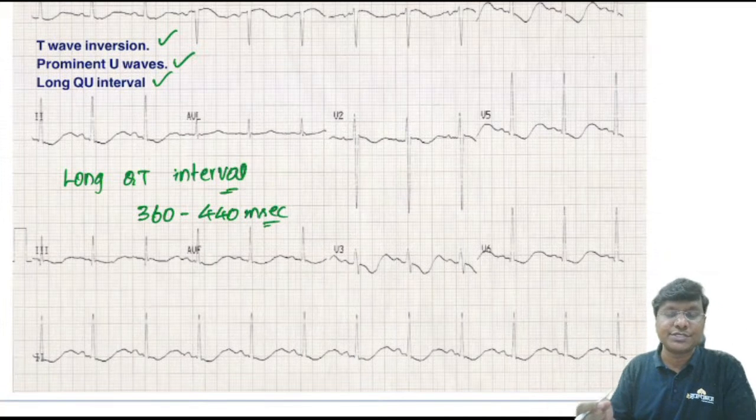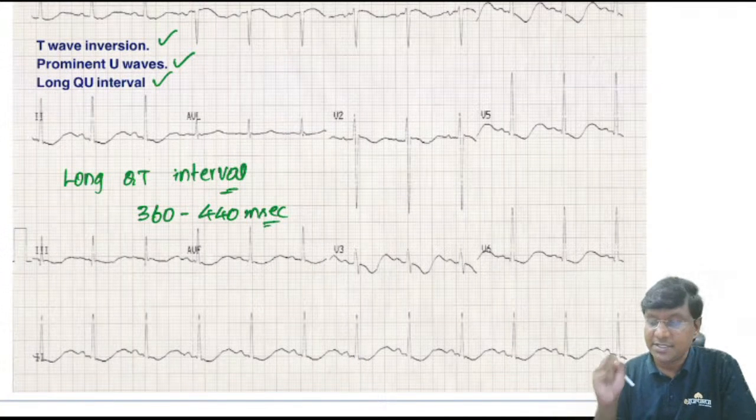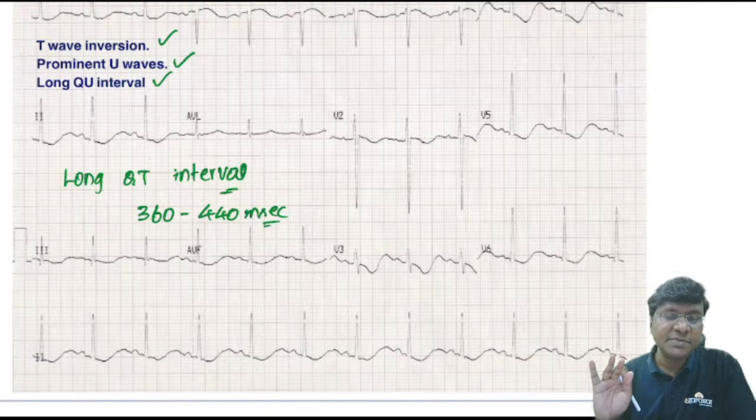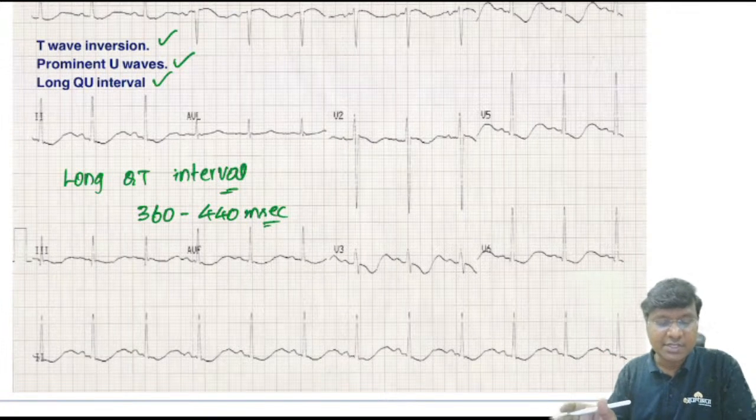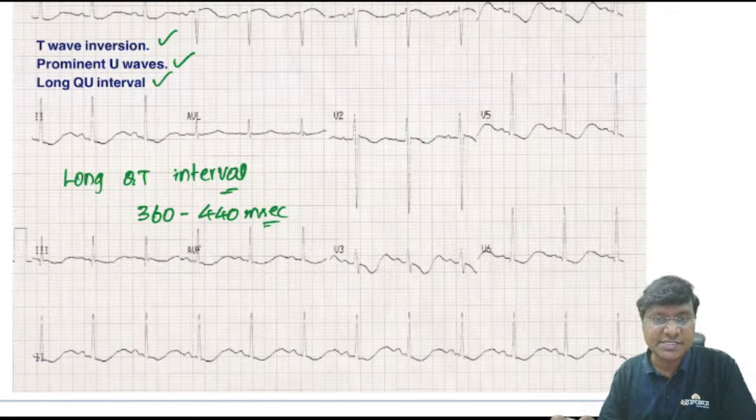And this QT prolongation is not seen only in hypokalemia. Hypocalcemia can also cause QT prolongation. Hypomagnesemia can also cause QT prolongation, and even hypermagnesemia can cause QT prolongation. So these are all the conditions where there can be QT prolongation. Okay, so these are the ECG changes that you will have in patients with hypokalemia.